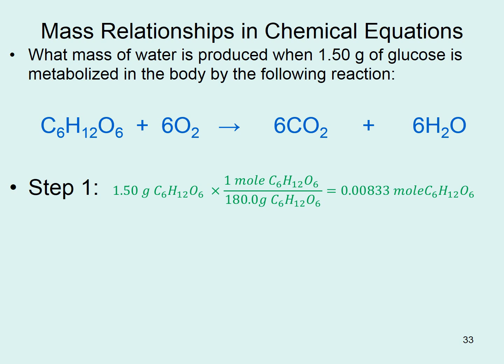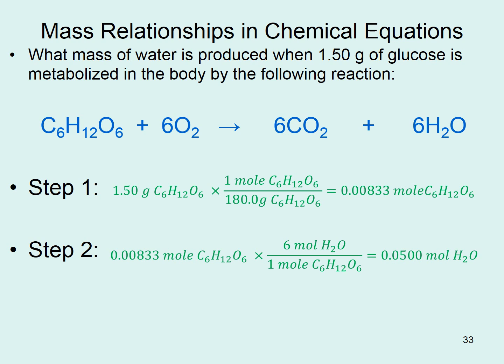That gives us 0.00833 moles of glucose. Again, you can do it all in one step. You don't have to do each step, but I'm showing you each step now. Take the answer from step 1, and now we have to multiply by 6 moles of H2O for every 1 mole of glucose, because we're going to produce 6 H2O for every 1 glucose. So that gives me 0.0500 moles of H2O, 6 times as much in terms of moles.